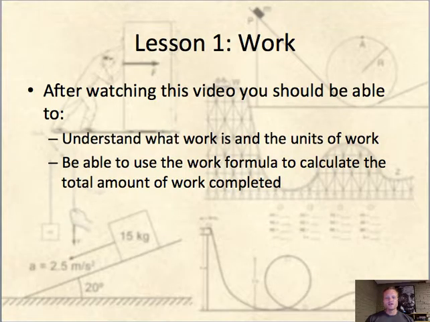In today's video, we'll be talking about work. After watching this video, you should be able to understand what work is and the units of work, and then also be able to use the work formula to calculate the total amount of work completed. So let's get right to it.